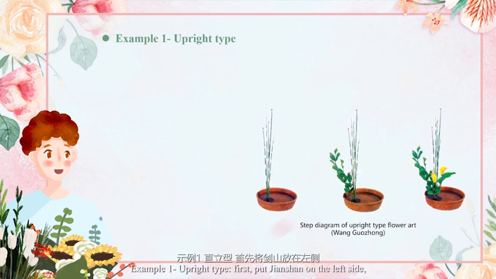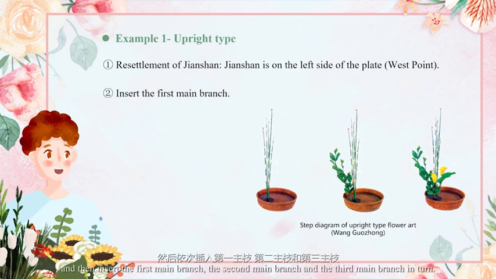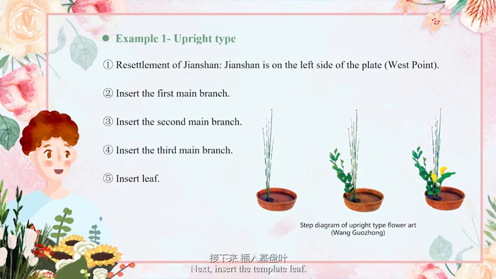Example 1, upright type. First, put Jianshan on the left side, and then insert the first main branch, the second main branch and the third main branch in turn. Next, insert the template leaf. Finally, the work is done.